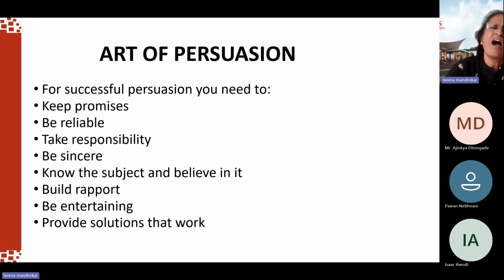That is the heart of every negotiation and business that you do. Be reliable, trustworthy, sincere. Know your subject and believe in it. Build rapport. Be entertaining. Provide solutions that work. Don't come up with problems. Come up with solutions.